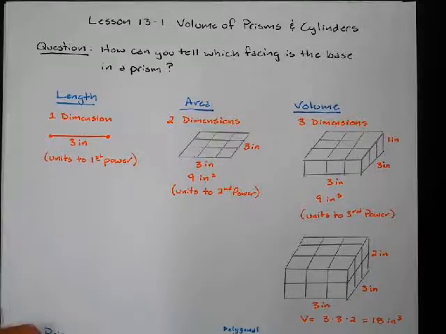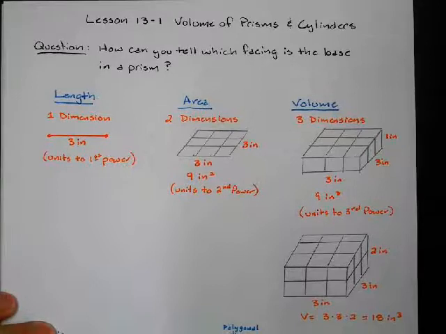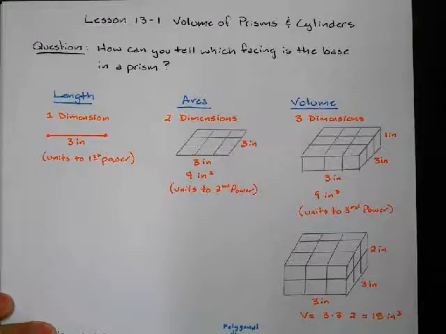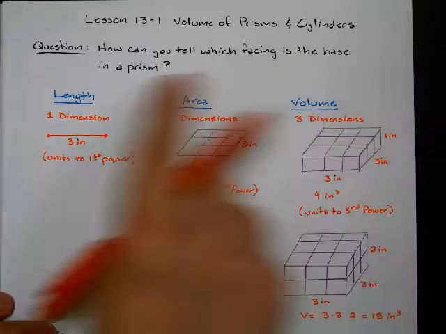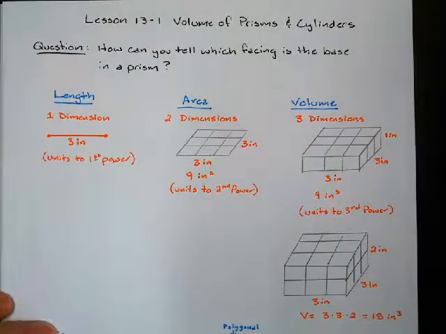All right, Math 2, here we go. We got lesson 13-1, volume of prisms and cylinders. So throughout this unit, we will be doing volume. So our question for today is, how can you tell which facing is the base in a prism?